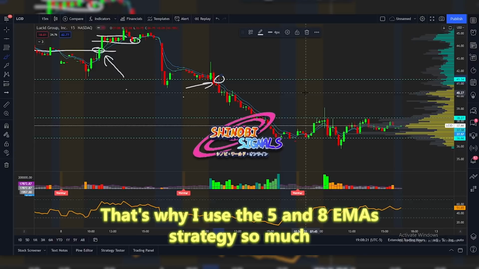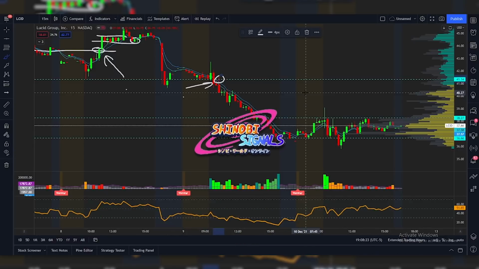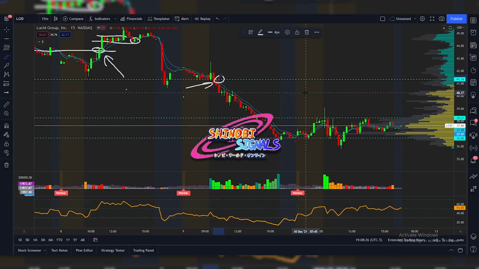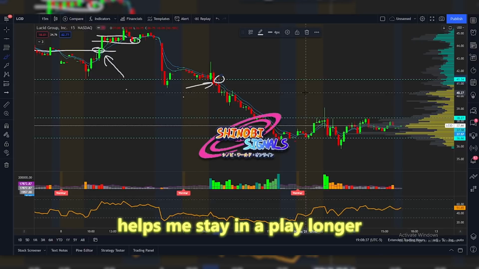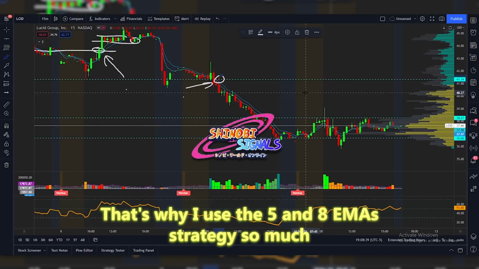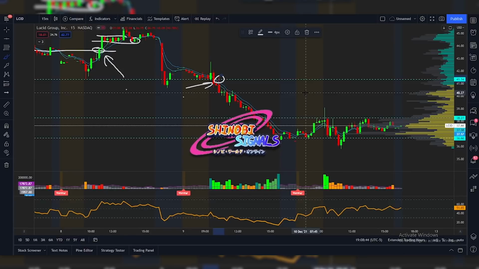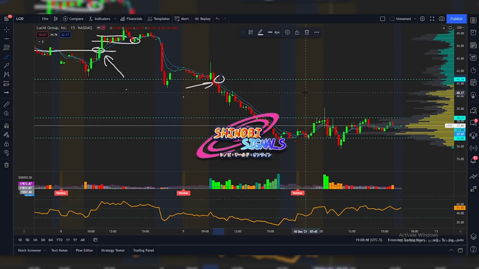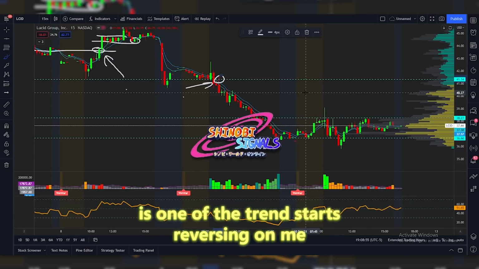And that's why I use the 5 and 8 EMA strategy so much, because when I'm in a play and I'm waiting for something to happen, I always used to have a problem of getting shaken out super early and not staying in a play long enough. The 5 and 8 EMA strategy helps me stay in a play longer, add on those dips, like if I'm playing the downside, dips on the contracts, or little rips where it rejects. That's where I add more, because that tells me my trend is still intact and that I have no reason to worry because the trend hasn't reversed. The only time I look to sell is when the trend starts reversing on me.